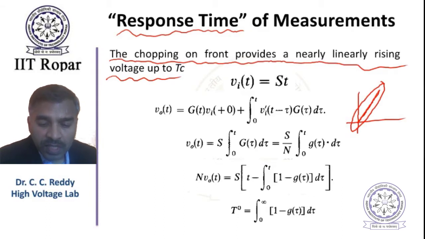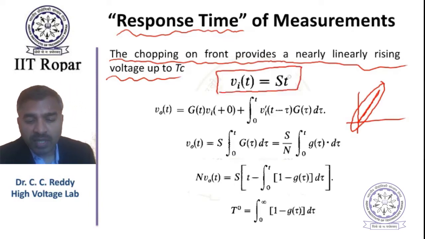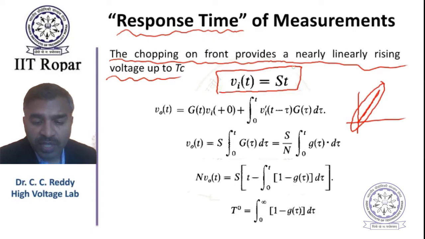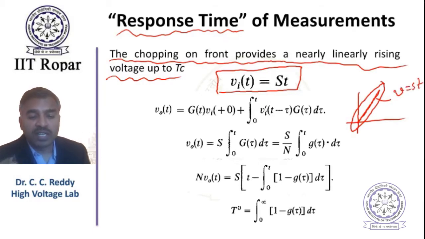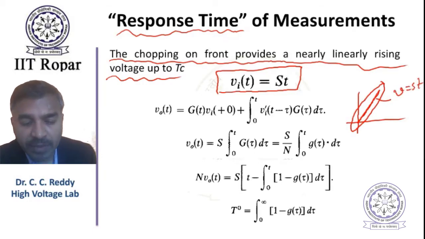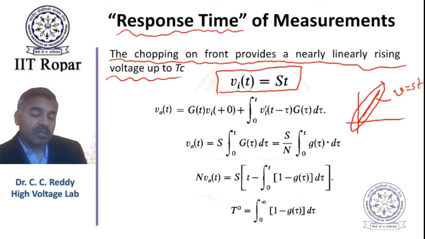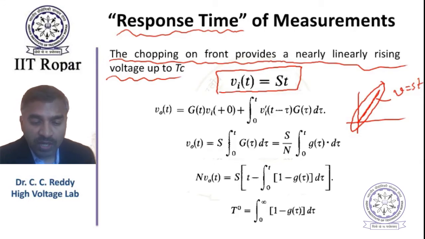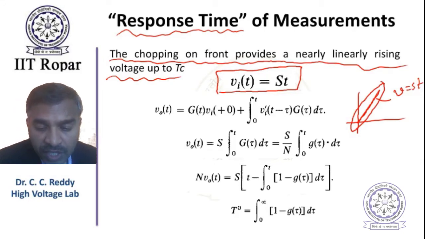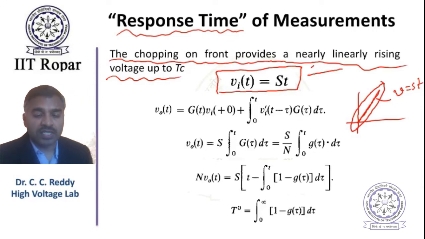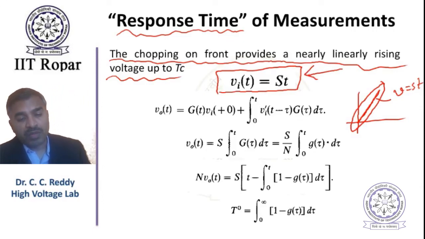So since it is linear, it can be written like this: a straight line passing through the origin. Vi of t equals some constant S into time t. So v is equal to St, in the front region only. After a certain time it is chopped, and then the waveform becomes zero. But in the front region, it follows Vi is equal to St. Let us observe what the output will be.